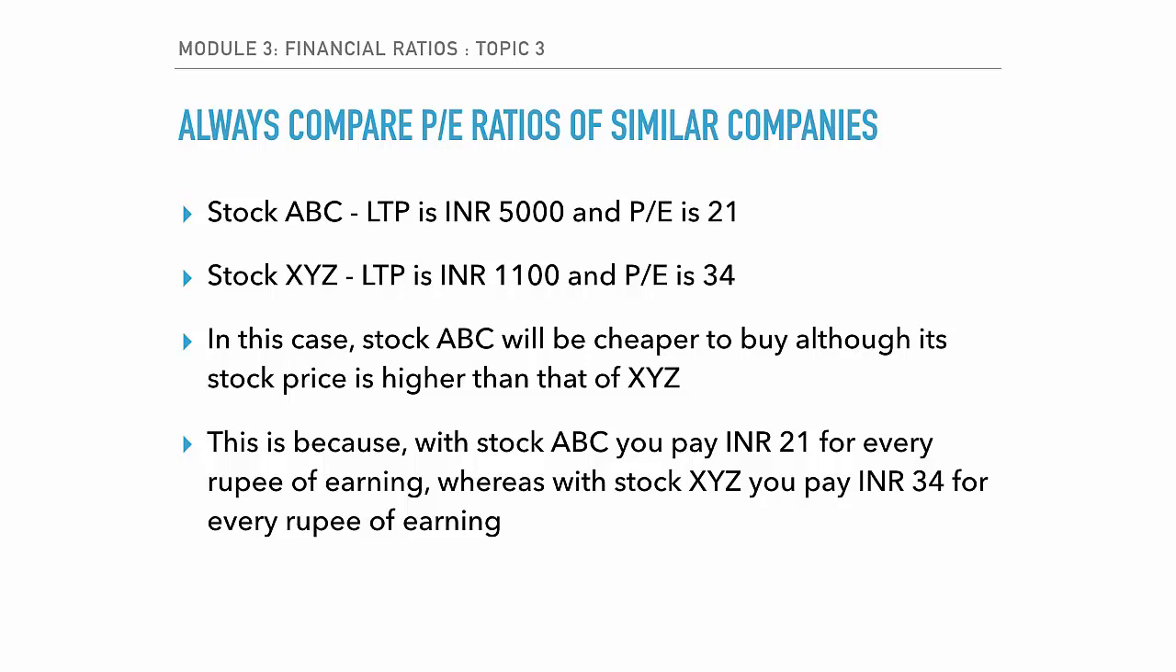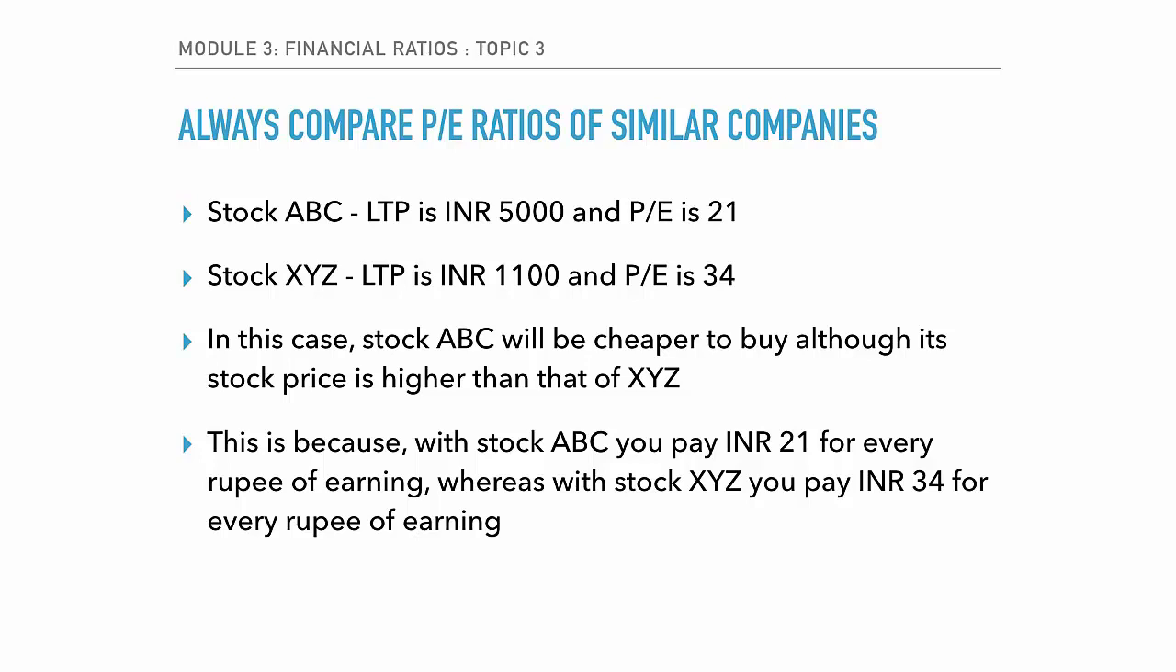Let me reiterate in case some of you may not be clear. Stock ABC is priced at 5,000 rupees and has a PE of 21. Stock ABC is more expensive, and on the face of it, stock XYZ is cheaper to purchase with a higher PE ratio. But interpreting PE ratio means that when I say that there's a higher PE of 34, that means I'm investing 34 rupees for every rupee of earning while buying stock XYZ as compared to stock ABC, where I'm investing only 21 rupees for every rupee of earning that I am earning.